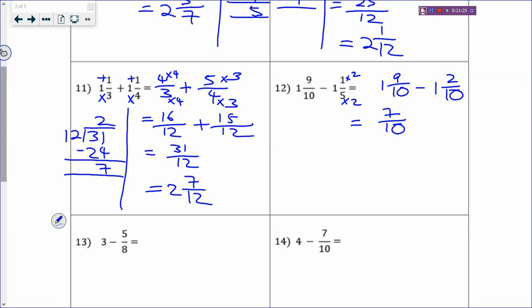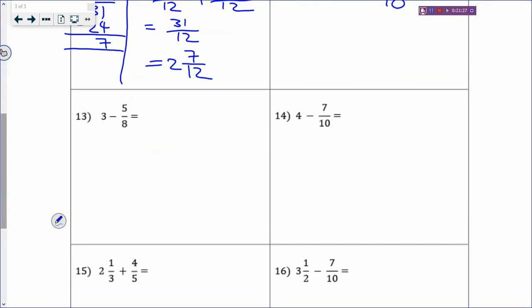Okay, alright, let's go down to question 13. What happens if you have a whole number only? 3 wholes minus 5 over 8. What do you do? Take out 1 whole from 3 wholes, and you have 2 wholes left. And the 1 whole becomes a fraction with the same denominator, which is 8 over 8. That is 1 whole. So you have 2 and 8 over 8, which is the same as 3 wholes. Alright, and then you minus 5 over 8. And what do you get? 2 wholes minus nothing, you still get 2. 8 minus 5, you get 3 out of 8, which is your answer.